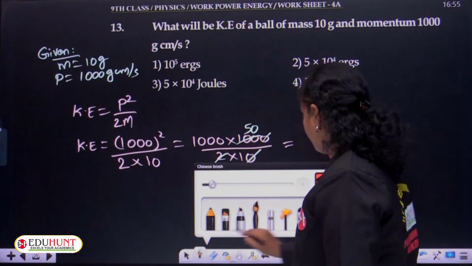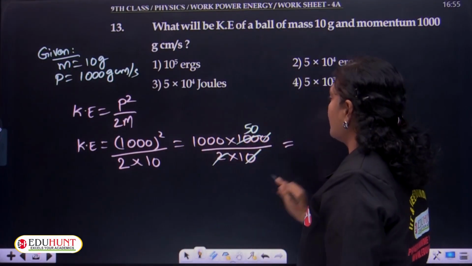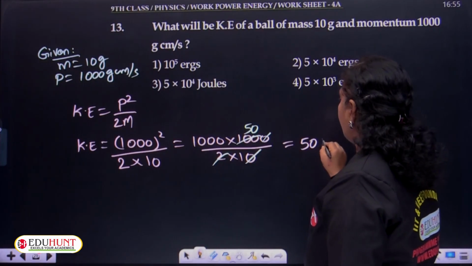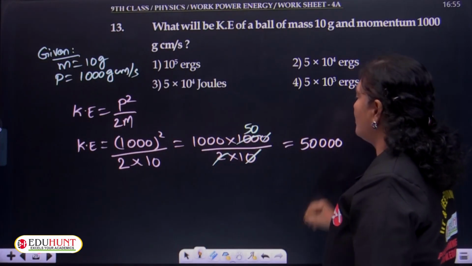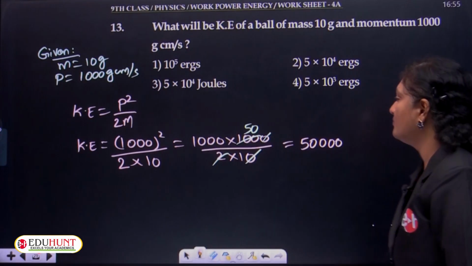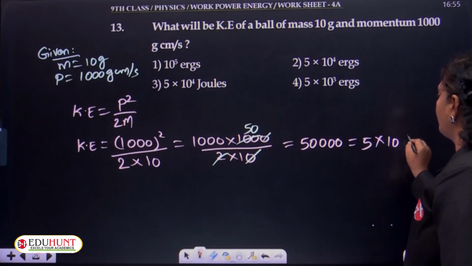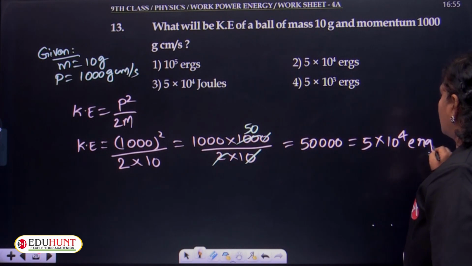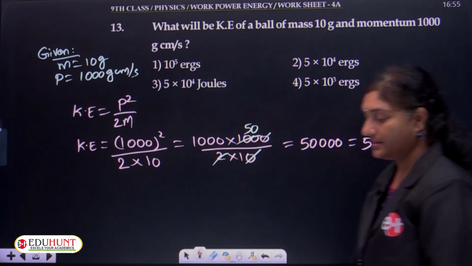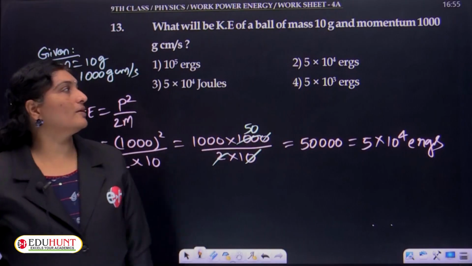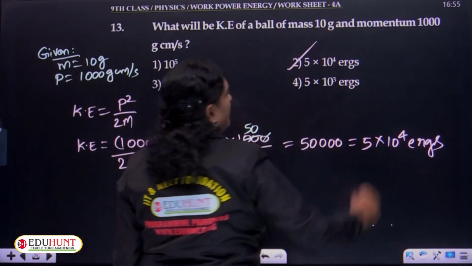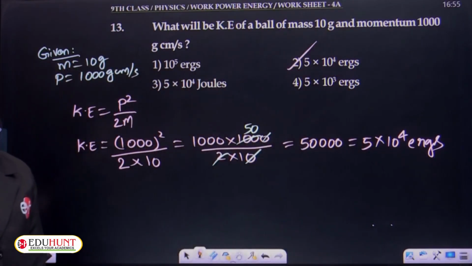Now, it will be simpler. So, 50 times 1000 can be written as 5 multiplied by 4 zeros, 1, 2, 3 and 4 zeros, or this can also be written as 5 times 10 power 4 ergs. Because it is in the CGS system, you have to write it in ergs. So which one is the correct option, children? Second option is correct, that is 5 into 10 power 4 ergs.